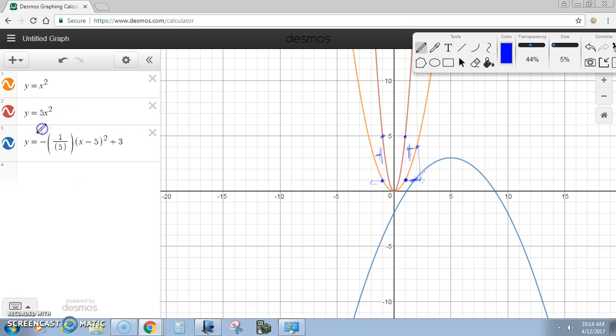The negative flipped it over the x-axis. The 1/5 made it shorter and fatter. The minus 5 on the inside moved it to the right 5. And the plus 3 on the outside moved it up 3.